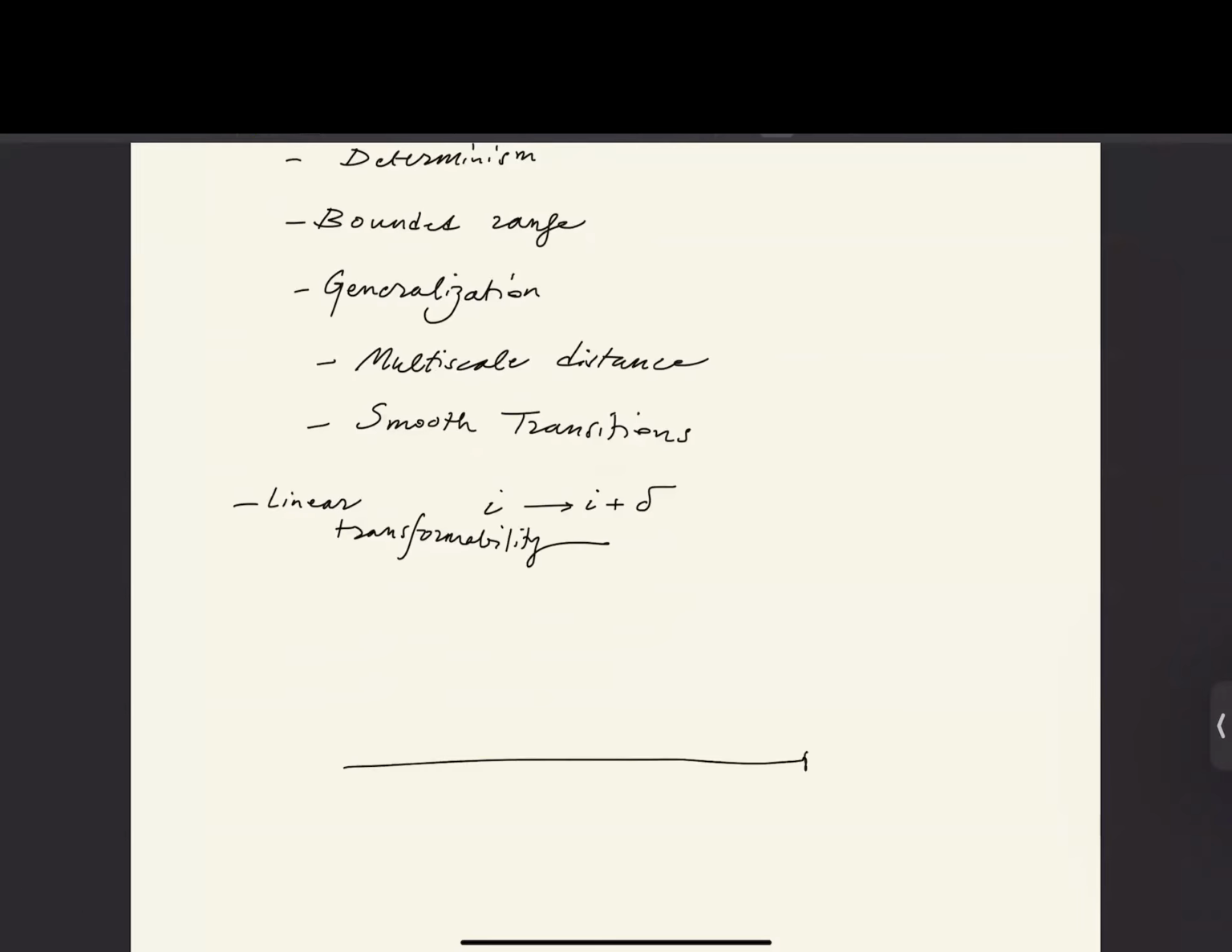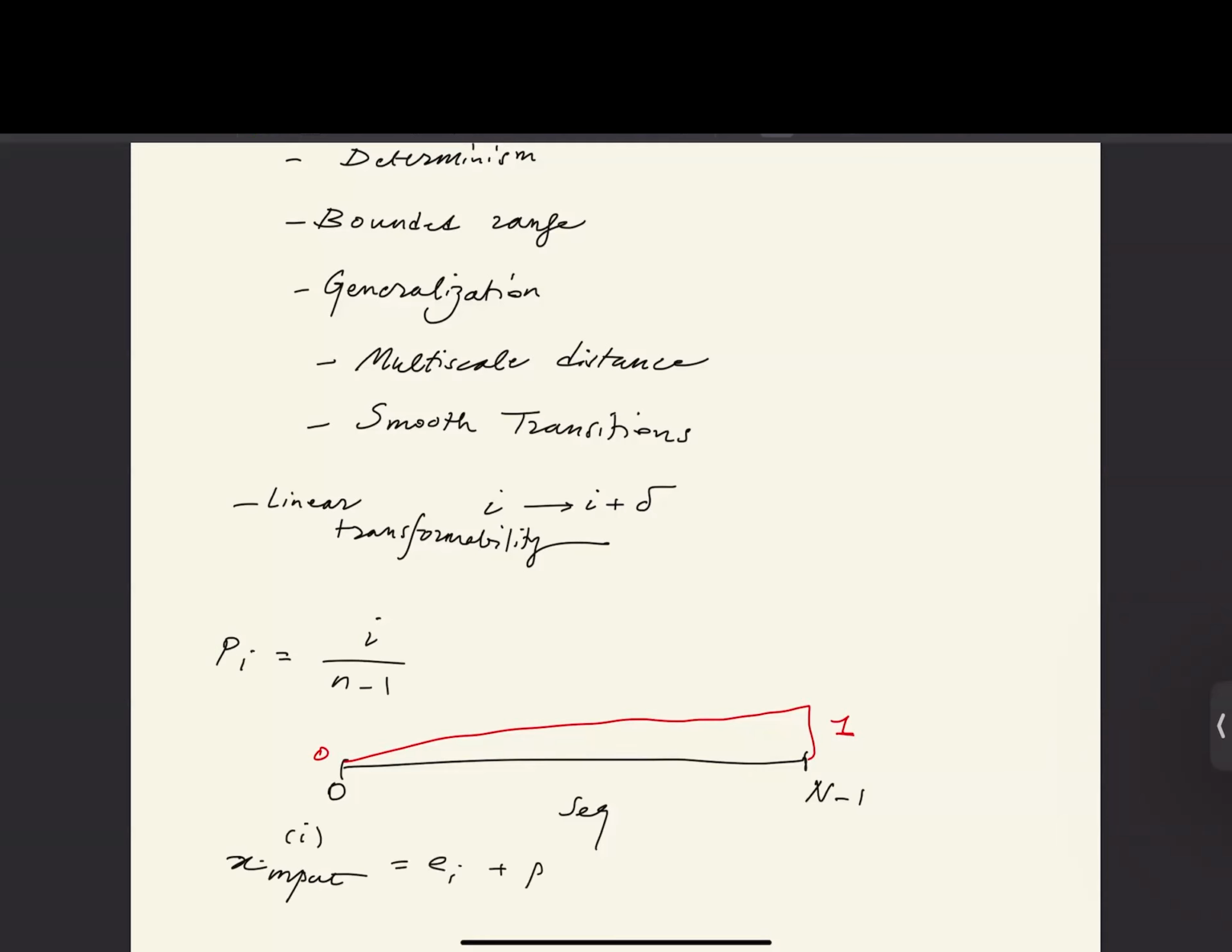So let's assume a sequence of length n. One simple encoding is to assign each position a normalized scalar value between 0 and 1, so basically from 0 to 1. So the positional encoding will take a form like this. And then we can update the embedding of the input at position i with E_i plus P_i. And since we want this to be a vector of size d dimension, this should be a one vector, which is in d dimension.